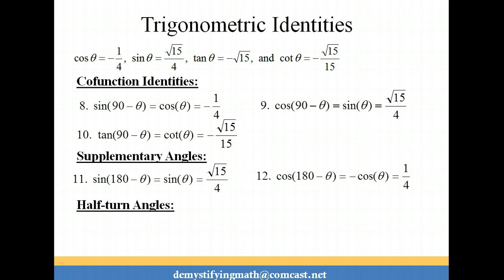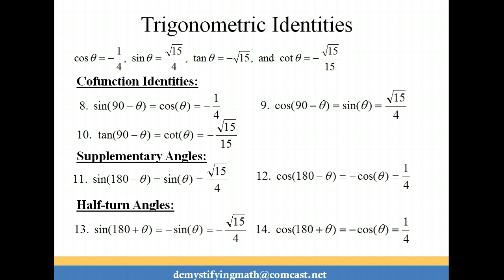For our half-turn angles, we have the sine of 180 plus the angle is equal to the negative of the sine of the angle, so we're going to have negative square root of 15/4. And the cosine of 180 plus the angle is equal to the negative of the cosine of the angle, which is going to give us positive 1/4. Of course, you could do this with all the reciprocal functions, the tans and the cotans as well.